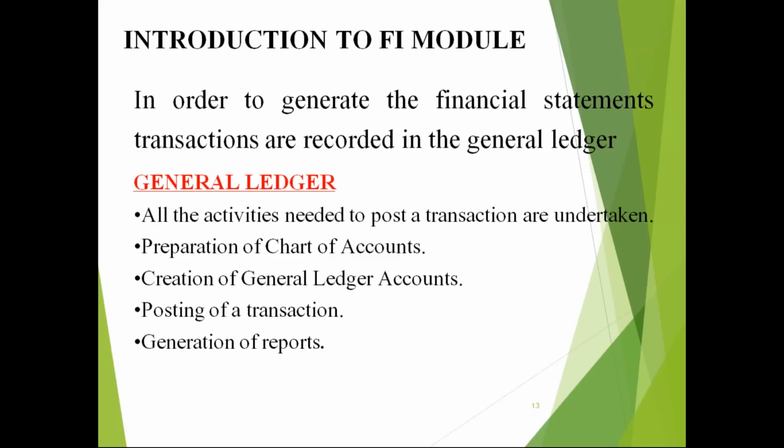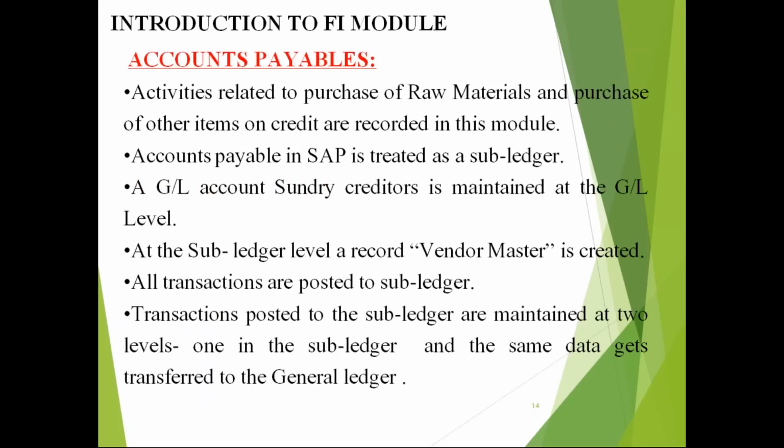Once I finish the GL part, I'll go to the second important area, which is accounts payables. When I say payables, the name itself indicates something which I have to pay to someone. Activities related to purchase of raw materials and other items on credit are recorded in this module. I'm specifically talking about credit purchases. That doesn't mean we are not recording cash transactions; we do record them in payables also. But in any organization, almost 80 to 90% of activities will be on credit and roughly 10 to 20% on cash.